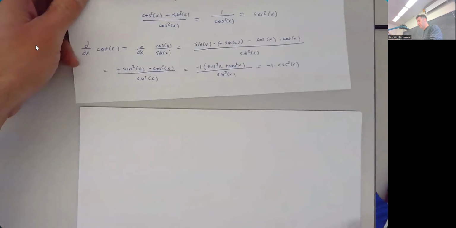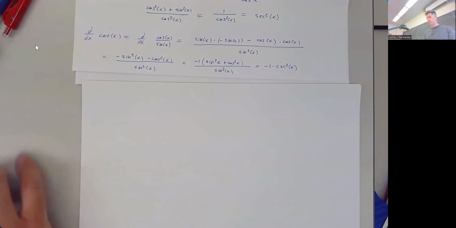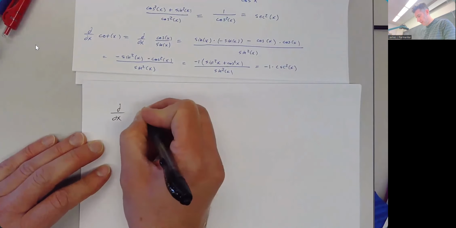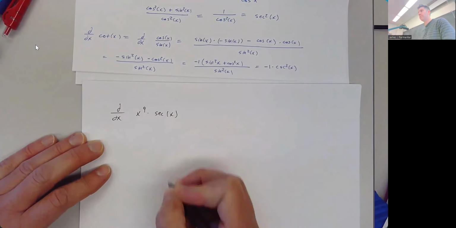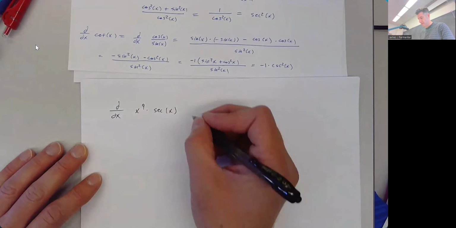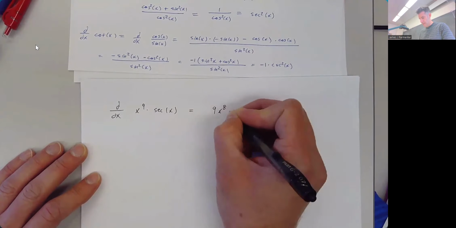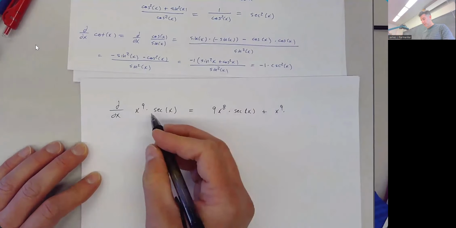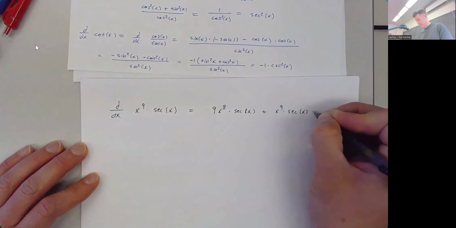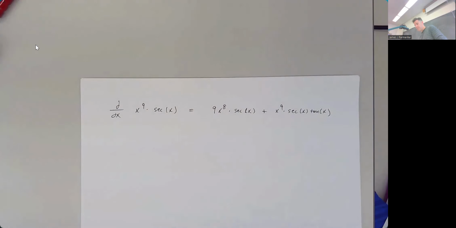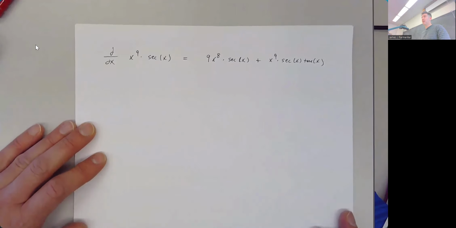All right. So now we can ask even more interesting product and quotient rule questions like, what's the derivative of x to the 9th power times secant of x? Well, still the product rule as it ever was. It's going to be 9x to the 8th times secant of x plus x to the 9th times the derivative of secant, which is secant of x times tangent of x. And that's kind of it.